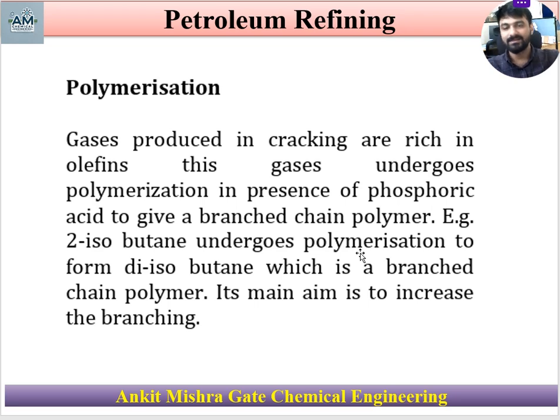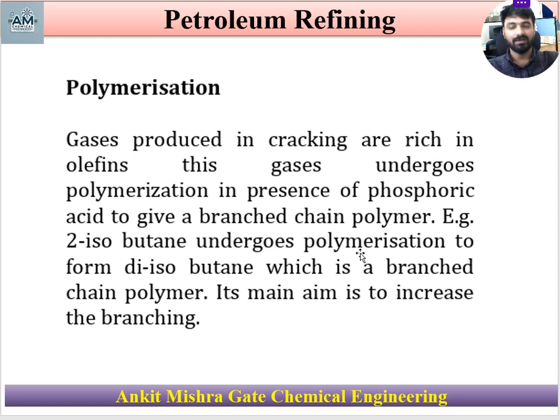Coming to polymerization, this is also a very important reaction. Mostly the question asked here is about the catalyst. The catalyst used in polymerization is H3PO4, phosphoric acid. The gaseous products are rich in olefins, and these gases undergo polymerization in the presence of phosphoric acid, which works as a catalyst, to give branched polymers. So olefin is getting converted to branched chains. Branching increases the quality of the gasoline, right?